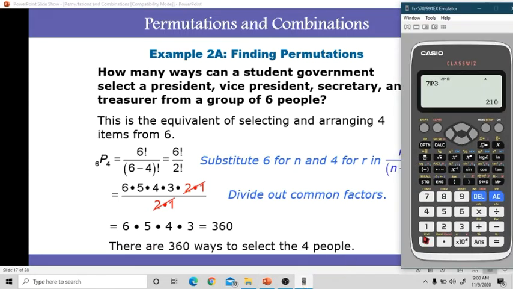Okay, let's try to use calculator. Okay, 6. Then, hanapin natin yung nPr. Nasa taas siya ng multiplication sign. So, click Shift. Then, P. Then, 4. Okay, 6 taken 4 at a time. It will be 360.